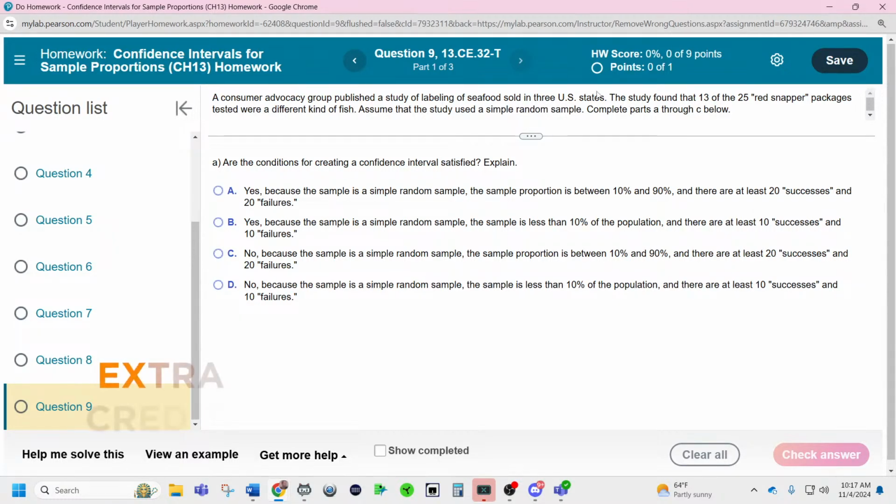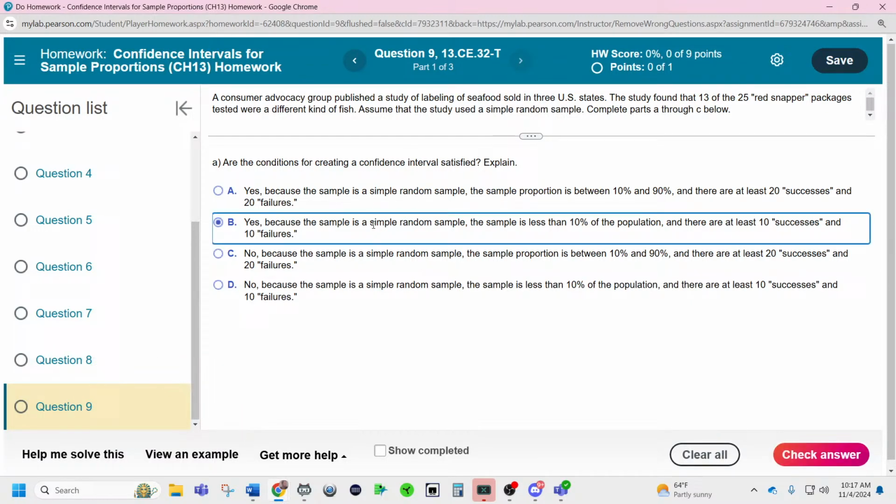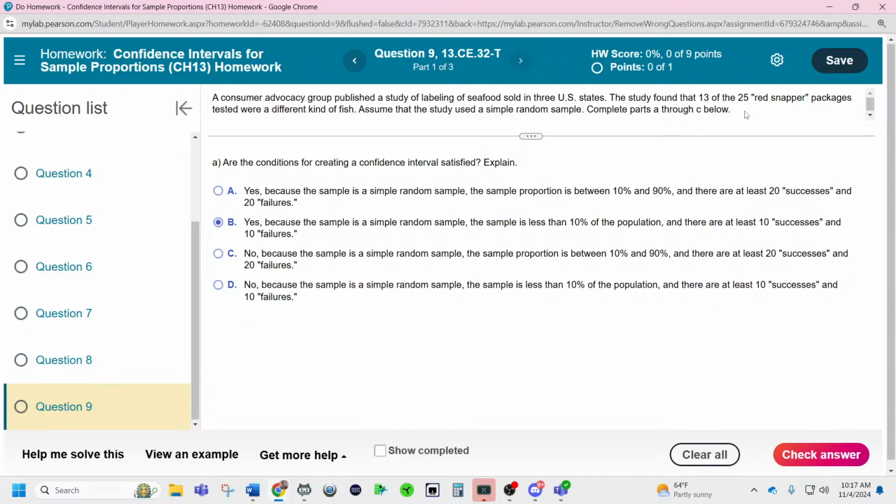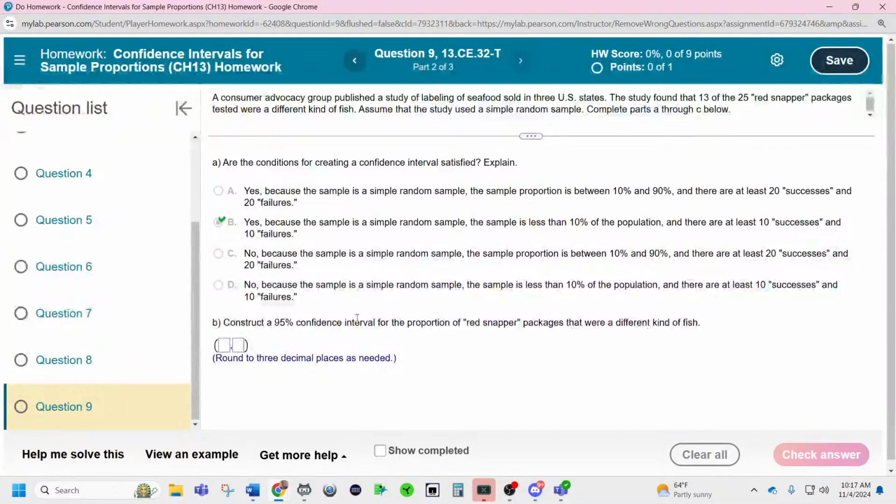So do we meet random, 10%, success failure? We do, because we took a random sample. This 25 is less than 10% of all red snapper packages. And there are at least 10 successes, at least 10 failures. So that should be correct right there. We meet all the conditions.